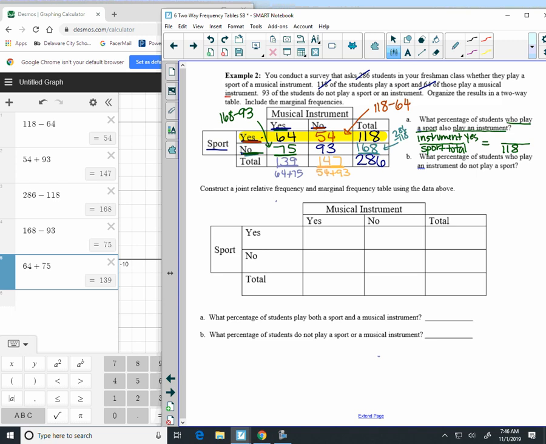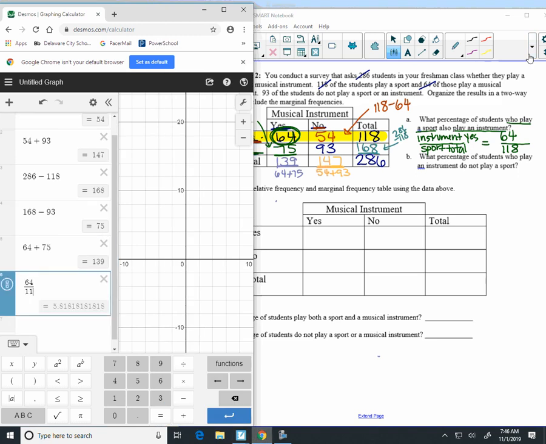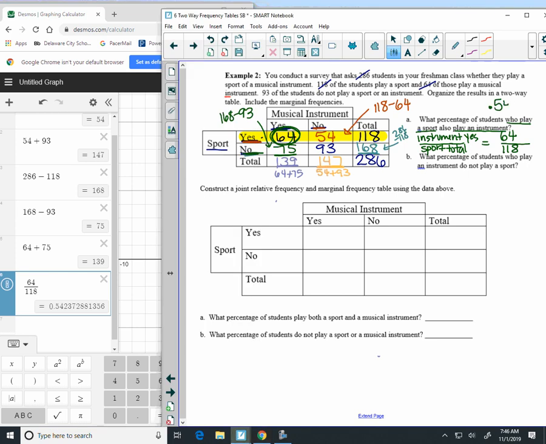Now that we narrowed it down here, now we want to say, okay, who also plays a musical instrument? So now we're looking at instrument, yes, is the number on top. So we want that sport total, and then we're only looking at that row. So to find that percent, we're going to do 64 divided by 118. And we get 0.54. And 0.54 we can make into 54% by moving that decimal 2 places to the right. All right, let's do another.